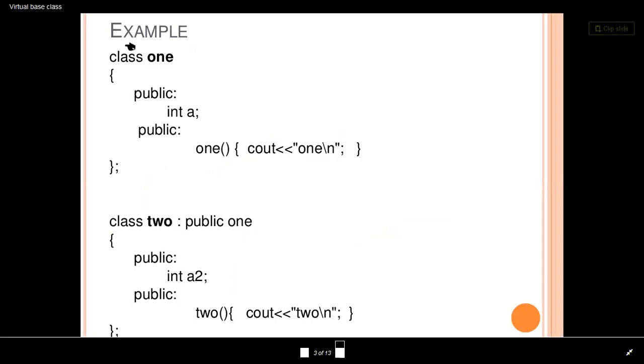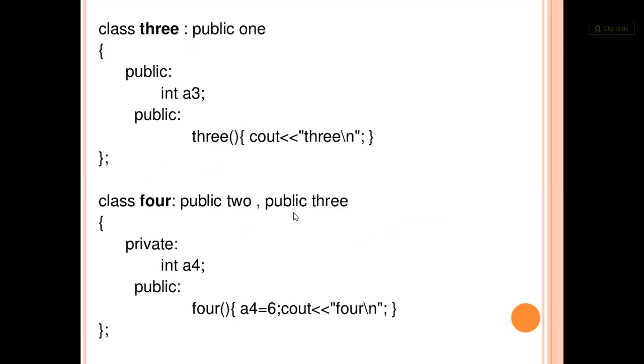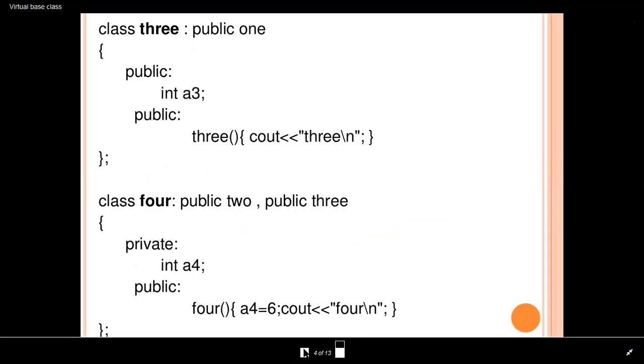Lastly, let's explain with this example. This is a class called class 1, this is class 2 that comes from class 1, this is class 3 that also comes from class 1, and this is class 4 that comes from 2 and 3. Same example that we did: class A, from class A we have class B and C, and from class B and C we have class D.